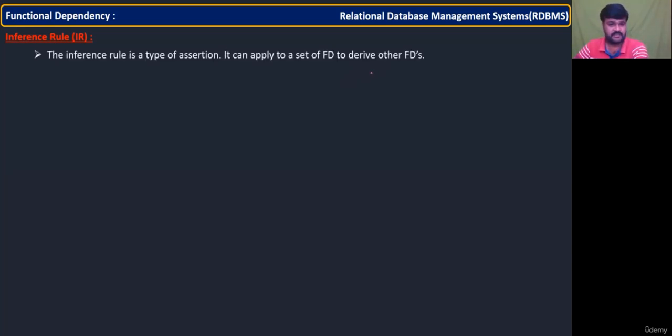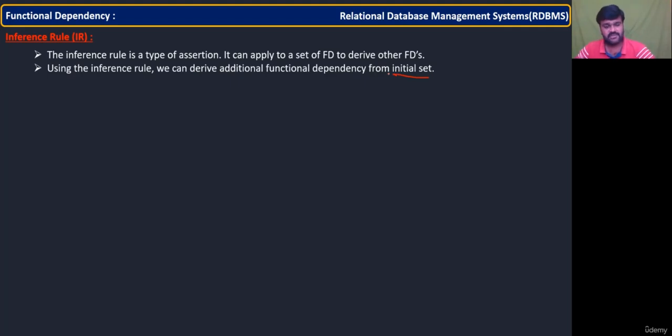So here, if you see, the inference rule is a type of assertion. It can apply to a set of FDs to derive other FDs. So we already have some set of FDs, maybe one or two. By using them and these inference rules, you can derive other FDs. So using the inference rule, you can derive additional functional dependencies on the initial set. Whatever is given, by using that, you are going to get new FDs which are valid also.